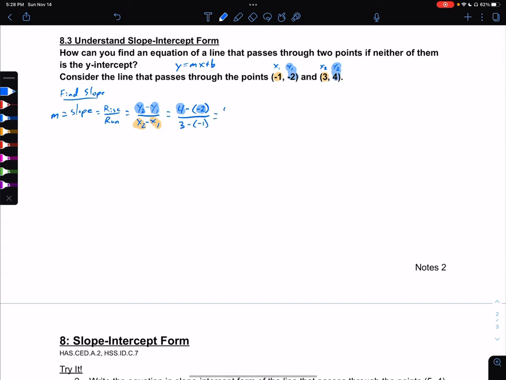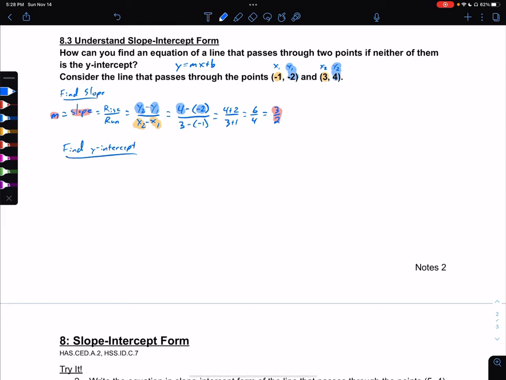4 minus negative 2 becomes 4 plus 2. 3 minus negative 1 becomes 3 plus 1. So that's going to be 6 over 4, which reduces to 3 over 2. So my slope is going to be 3 over 2. Now that still doesn't tell me what my y-intercept is. The next thing we want to do is find the y-intercept.